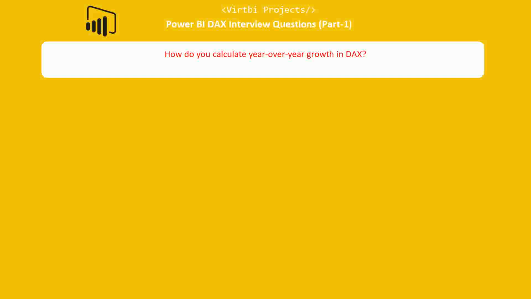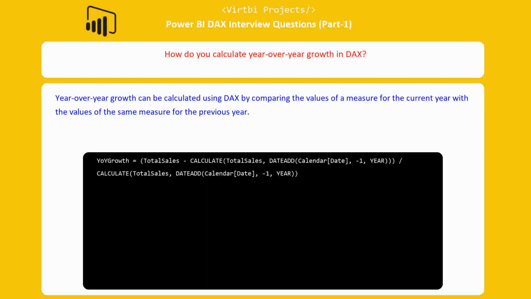How do you calculate year-over-year growth in DAX? Year-over-year growth can be calculated using DAX by comparing the values of a measure for the current year with the values of the same measure for the previous year. In this example, YoY Growth calculates the year-over-year growth of total sales by comparing the sum of sales for the current year with the sum of sales for the previous year.